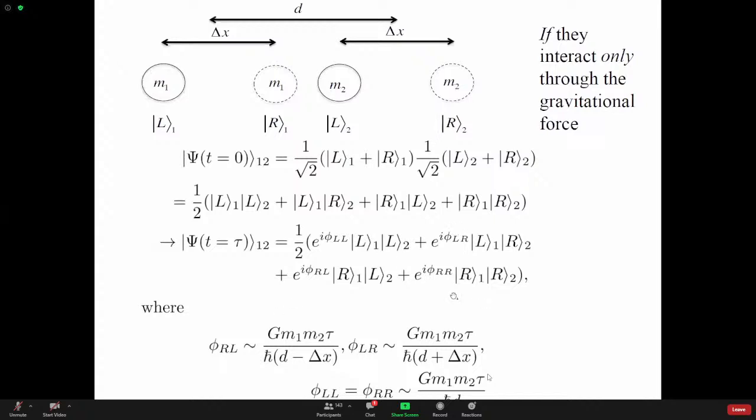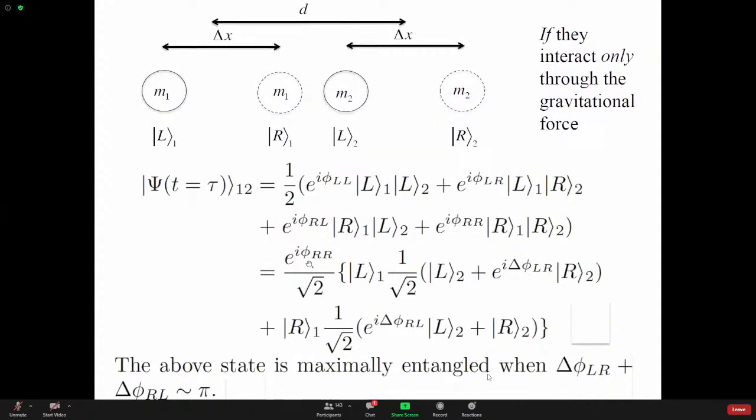Now, if we write this, we can take the common phase out. The phase RR and the phase LL will be the same, so you can take something out. Then in the middle, if you take L common, what you have, and if you take R common, what you have, they are not the same. Generally, delta phi LR and delta phi RL will not be the same because of different distances. And if they're not the same, then this is an entangled state. So what happens due to the gravitational interaction is that these two masses entangle.